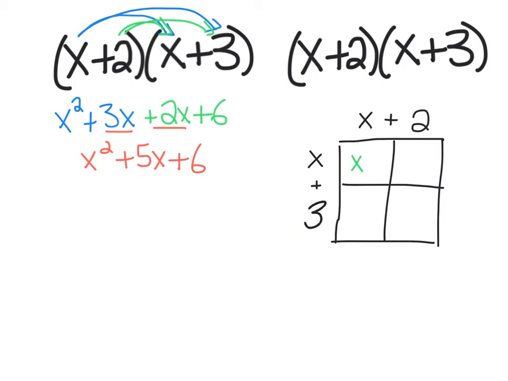So I have x times x gives me x squared. 2 times x gives me 2x. x times 3 gives me 3x. And 2 times 3 gives me 6. Now I can write my final answer, again, by combining like terms, and I should get the same expression as I got using the other method.